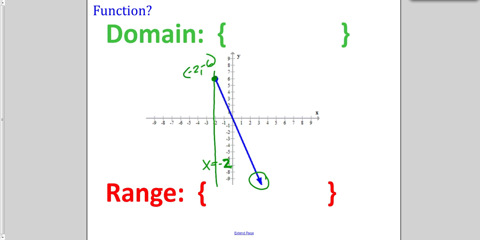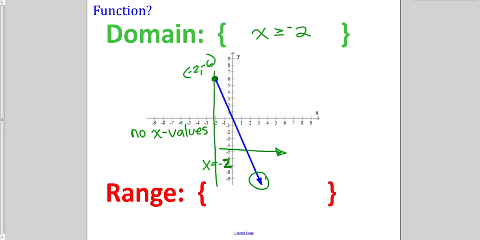So what that means is that there are no x values to the left, or less than x equals -2. All the x values are to the right. Okay. So since all our x values are to the right of that line, we're going to say that x has to be greater than or equal to -2.